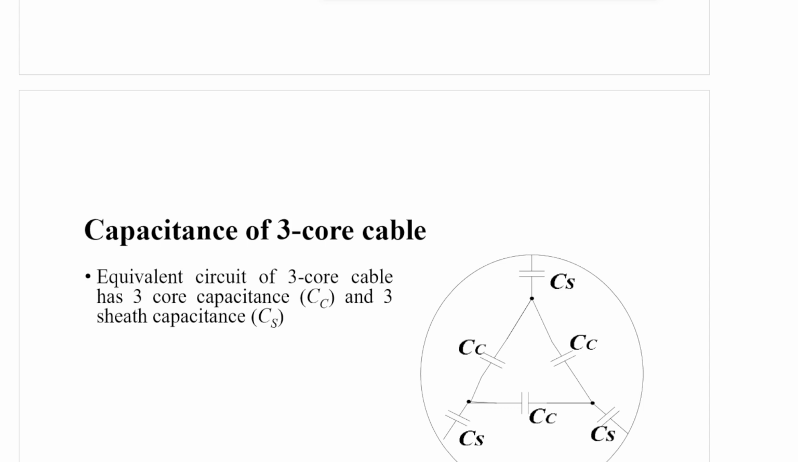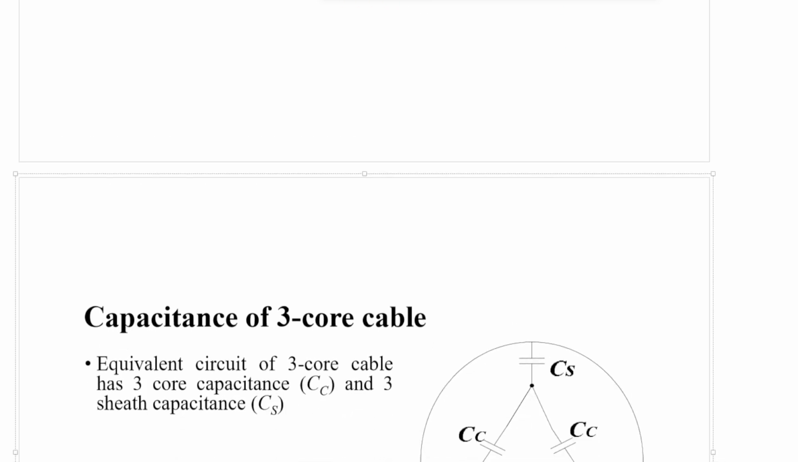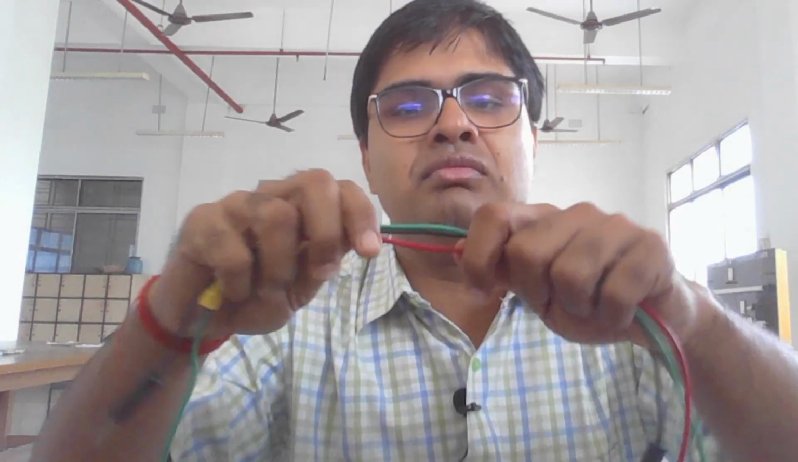Now, presently we will start with the capacitance of a 3-core cable. Now, what is a 3-core cable? It's simple. It means 3 conductors separated by some dielectric medium. You can say that a 3-core cable is roughly represented by this model.